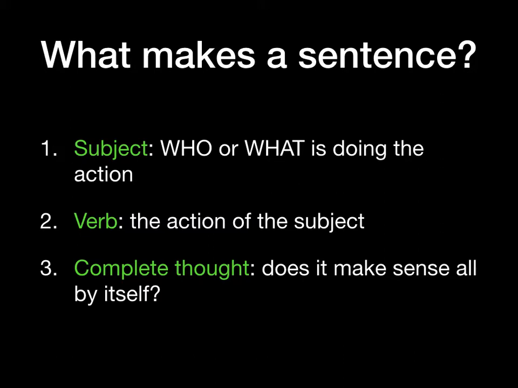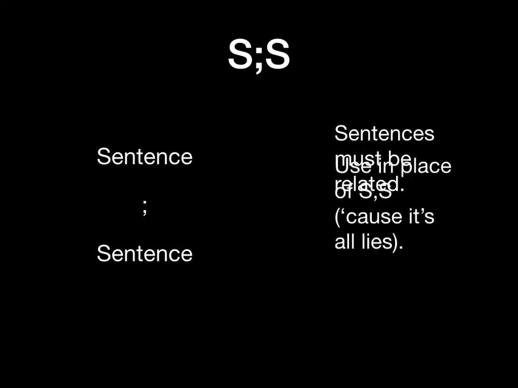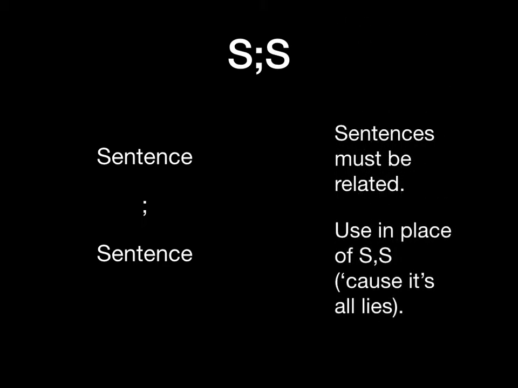So let's review the first sentence patterns that we learned. First, we learned S, FBS. That's where you've got a sentence, a comma, one of the fanboys, and another sentence. You remember those fanboys, right? For, and, nor, but, or, yet, so. The next sentence pattern that we learned was S, S. That's where you have a sentence, a semicolon, and a sentence. There is only one rule, and that is that the sentences must be related. You're going to use this sentence pattern in place of S, S because it doesn't even really exist.